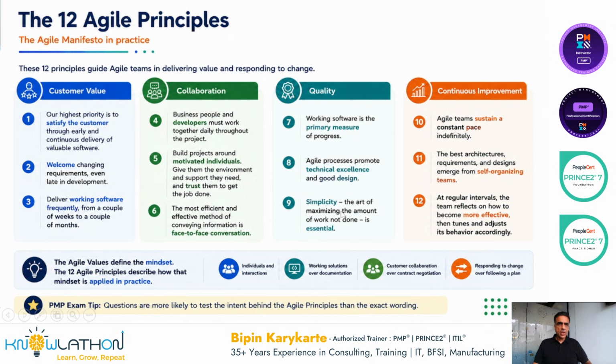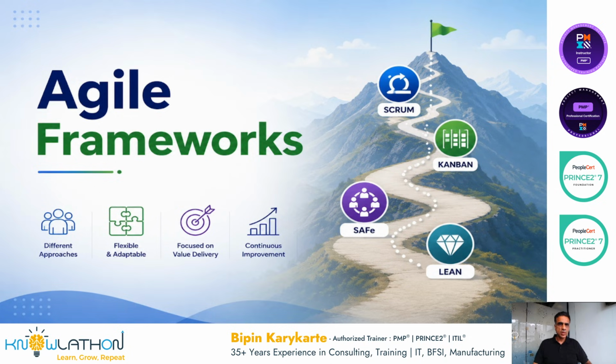Okay, so now that we know basically what is agile, let's move on and find out what the different agile frameworks are. As I said, agile is a philosophy, agile is a mindset. Using that philosophy, several models have come up. We are calling them frameworks instead of models. So like Lean, SAFe, Kanban, Scrum, etc.